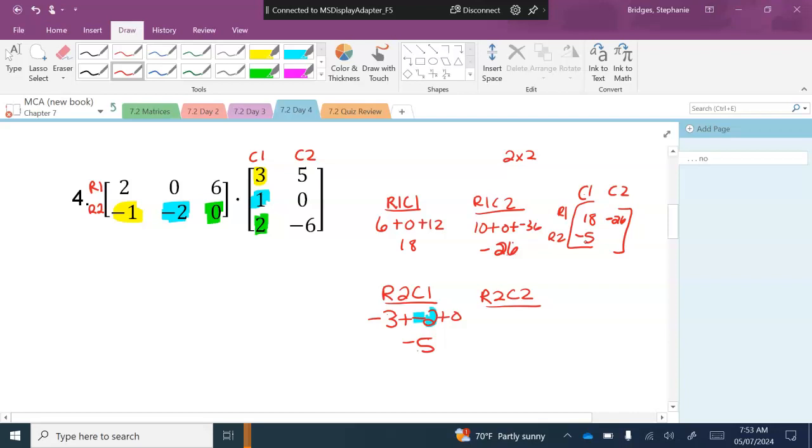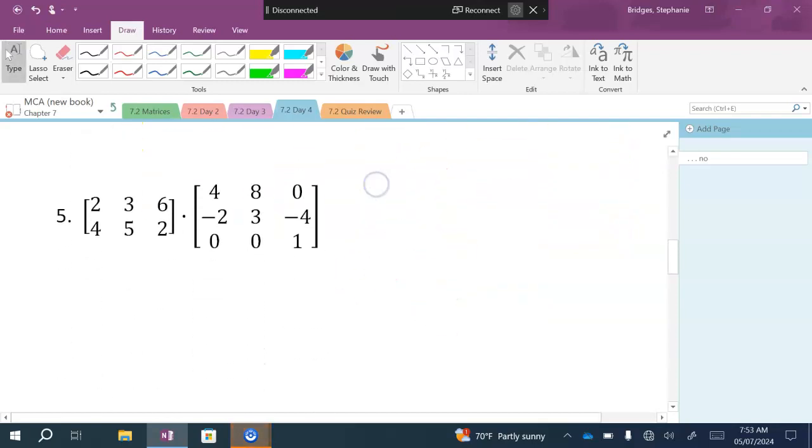And then we're going to do row 2, column 2. Starting at the beginning, we multiply. Okay, across and down, and across and down. So negative 5 plus 0 is just going to give me negative 3. And I ended up with a 2 by 2 like we said we were going to. Everybody okay with that? So once you get it set up, other than that, it's all the same.